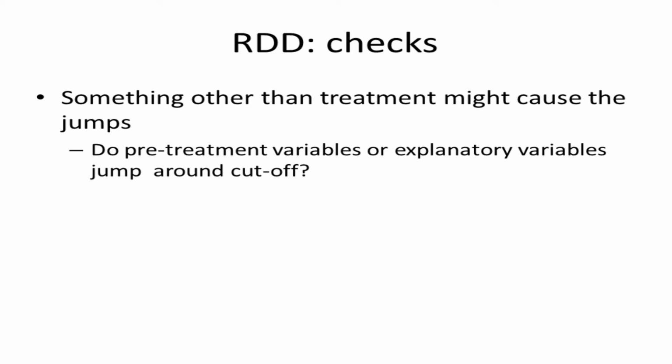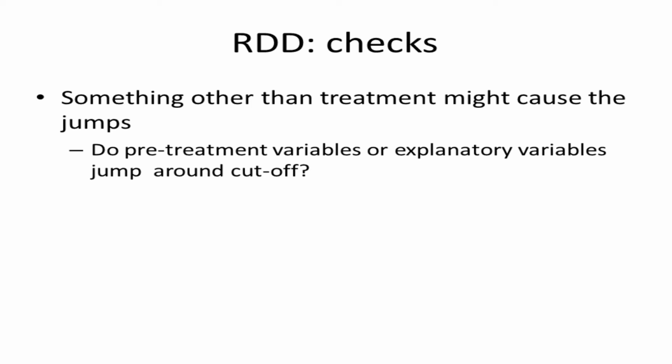That doesn't always happen. Often you have other explanatory variables which you might want to put in the right-hand side of your regression, and you should look to see whether those jump at the cutoff. And they shouldn't. If they do, then that's warning you that there's probably something else going on around the cutoff.